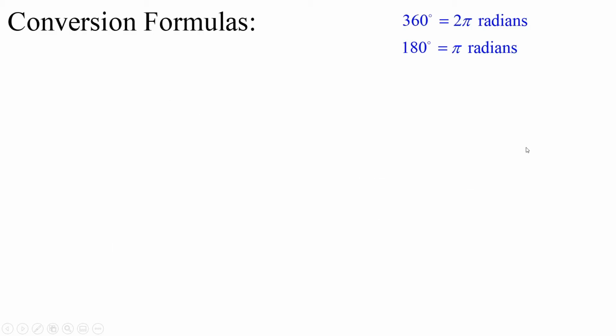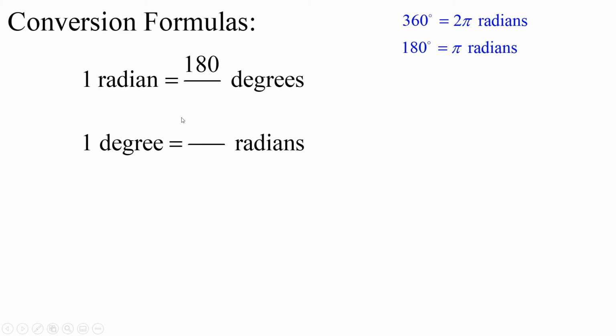Okay, so we have conversion formulas which will lead to the easiest problems you do in trigonometry. All right, it's pretty simple. 1 radian equals what fraction of a degree? Well, we're developing unit multipliers right here. And do you see this statement that we just made? 180 degrees equals pi radians. So 1 radian, let's just divide both sides by pi. So 1 radian equals 180 over pi degrees.